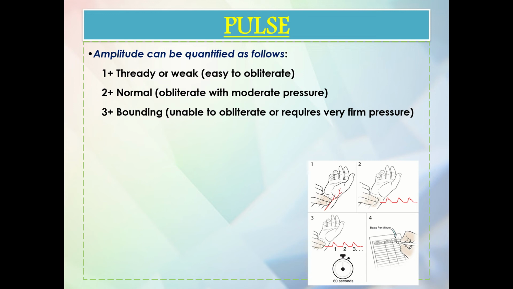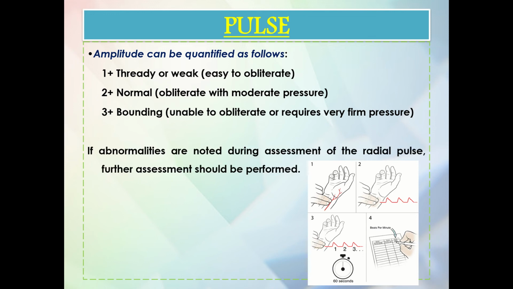And yung 3 is the bounding pulse. So, unable to obliterate or requires firm pressure. Okay, so if abnormalities are noted during assessment of the radial pulse, further assessment should be performed. So, dito-document natin yung nakukuha nating pulse rate. And again, to document the amplitude, ito, 1, 2, or 3.